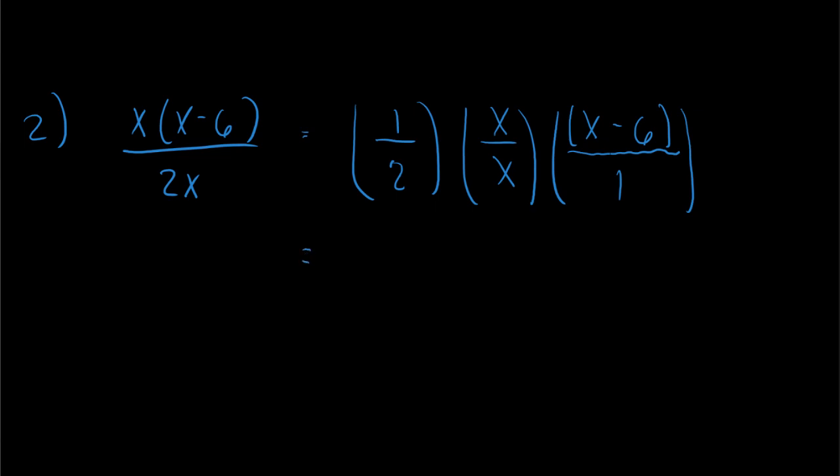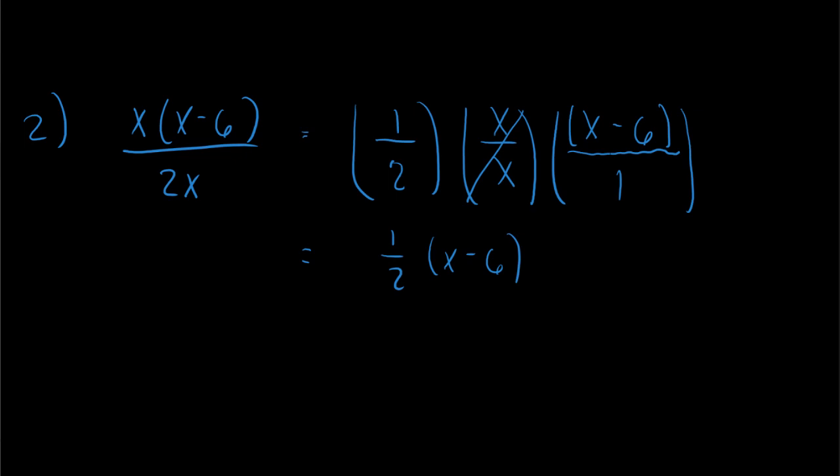All right, so is there anything to simplify here? Well, x over x is just going to give us a 1, so let's just cross that out. And we'll rewrite the 1/2. Not really anything to do there. And x minus 6 divided by 1, well, anything divided by 1 is just going to give you that same something out. So let's just write x minus 6. All right, there's a little bit more to do here.